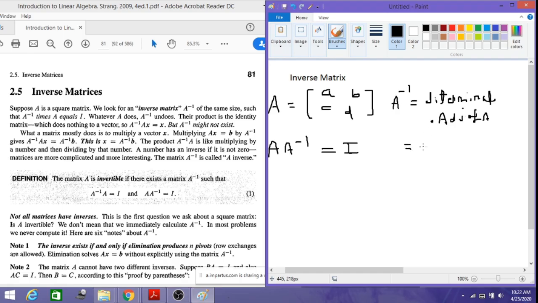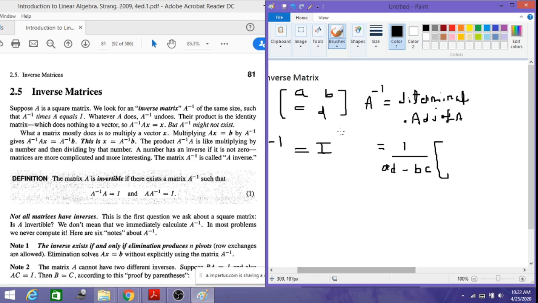How to get this: the determinant is nothing but you cross multiply, that is A into D minus B into C. Then you multiply that with the adjoint. For the inverse method, we have to reverse the diagonal coefficients.